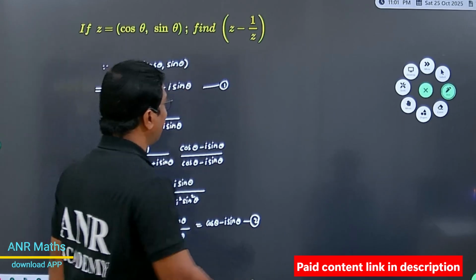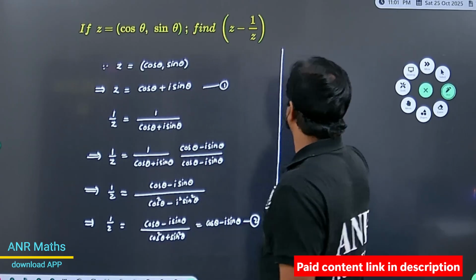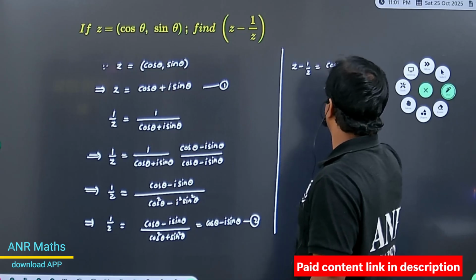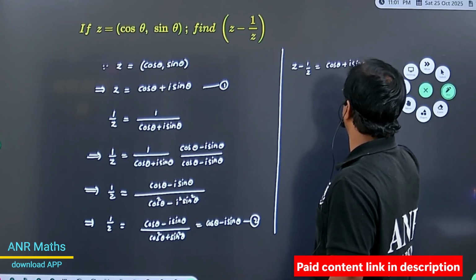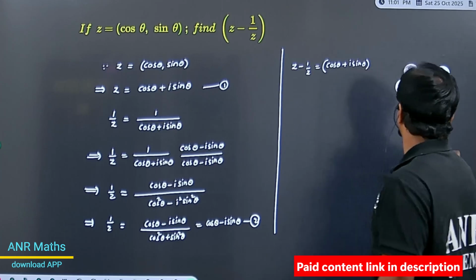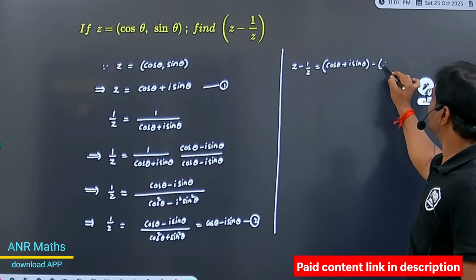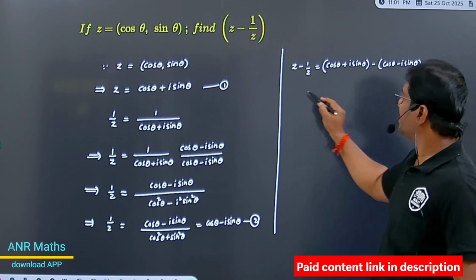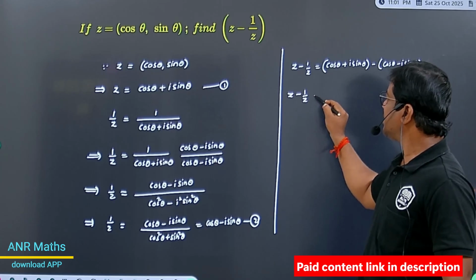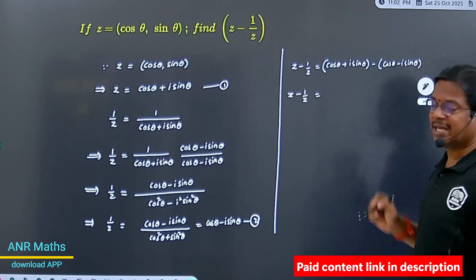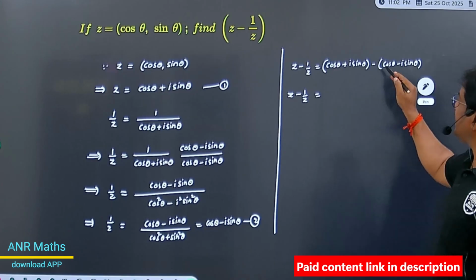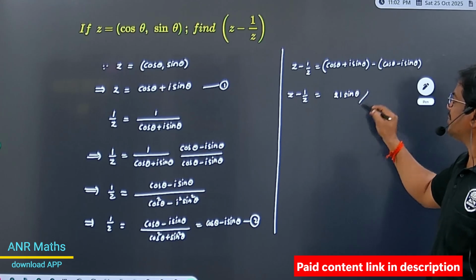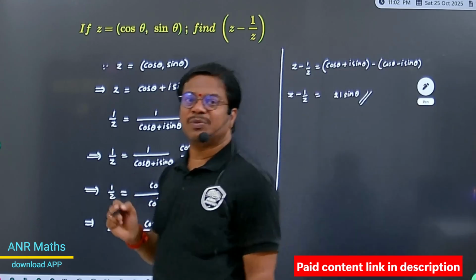Now the aim is to find z minus 1 by z. Now I am going to write z minus 1 by z. First one is cos theta plus i sin theta, and from this we need to remove cos theta minus i sin theta. Therefore, the z minus 1 by z value becomes, here the cosine terms get cancelled. I sin theta plus i sin theta becomes 2i sin theta. This is your answer. Let us move to the next question.